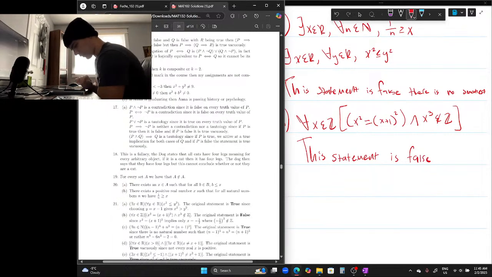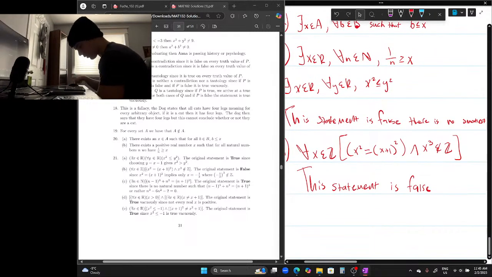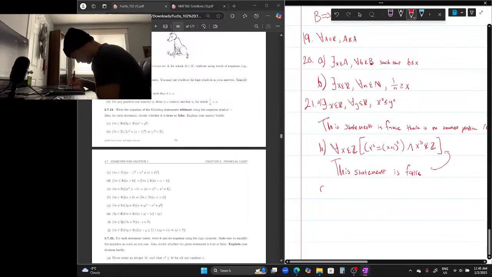So let's see what this has to say. The original statement is false. Really? Since x squared equal to x plus 1 implies only x equals negative 1 over 2, where x cubed is not an integer. Interesting. The original statement is true. Oh wait, what? Yeah, the original statement is true. Sorry, I was doing the negation. I probably got this one right still, because false is just what you default to. Anyways.